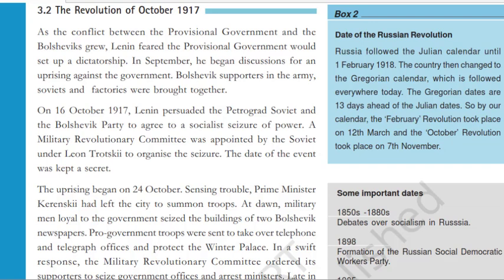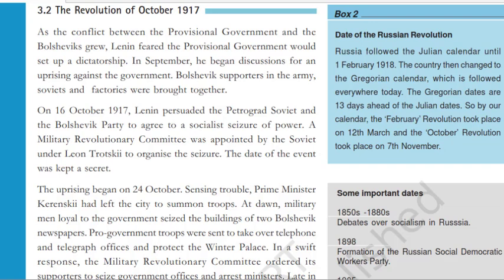On the 16th of October 1917, Lenin persuaded the Petrograd Soviet and the Bolshevik Party to agree to a socialist seizure of power. A military revolutionary committee was appointed by the Soviet under Leon Trotsky to organize the seizure. The date of the event was kept a secret.